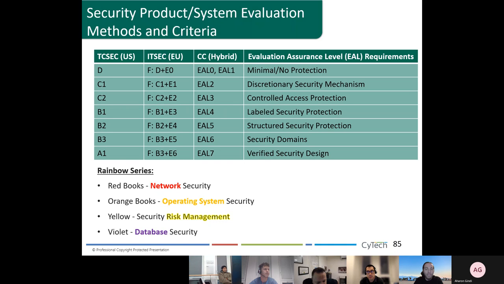Basically, it's a certification level of the product by the DoD. Of the DoD, exactly. Yes, exactly that. All right?